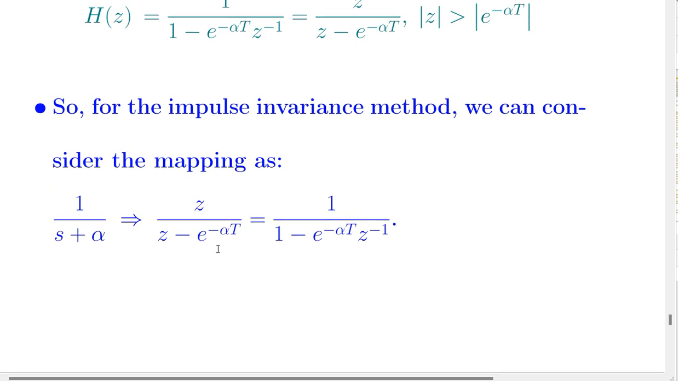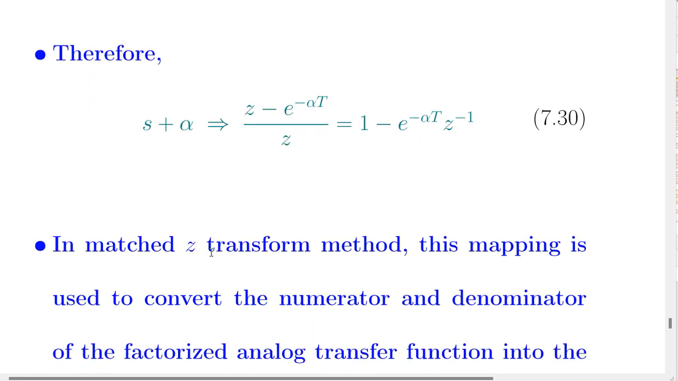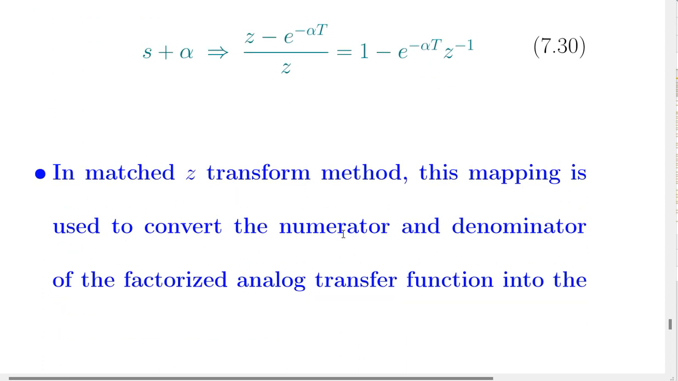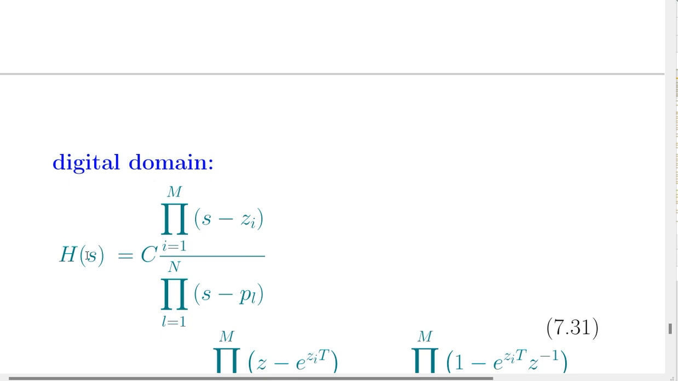Here you see the results. Okay. Now, s plus alpha, we will have z minus e to the power of minus alpha times t over z, or equivalently 1 minus e to the power of minus alpha times t times z to the power of minus 1. In matched z transform method, this mapping is used to convert the numerator and denominator of the factorized analog transfer function into the digital domain.